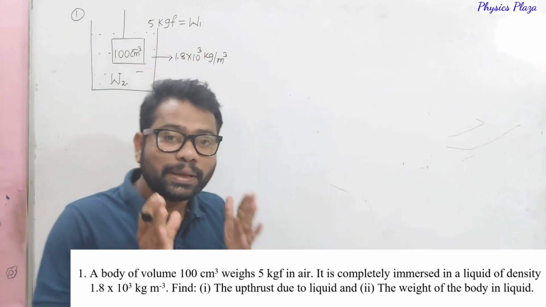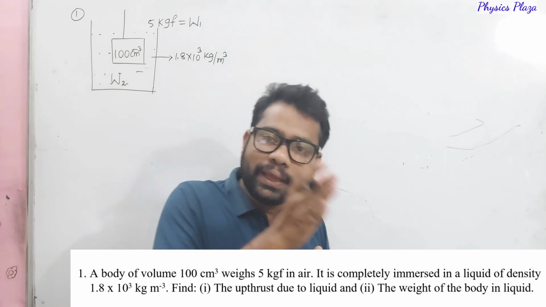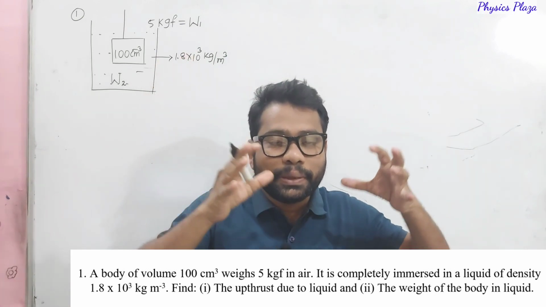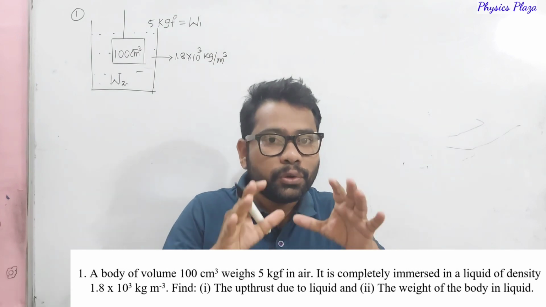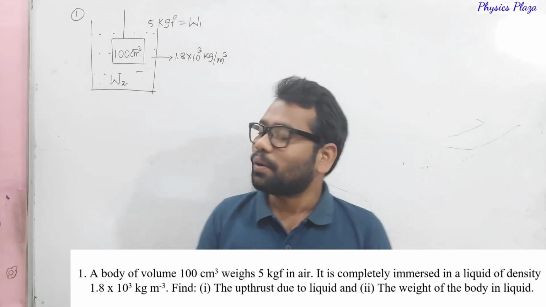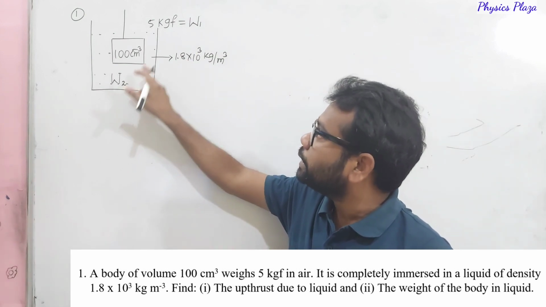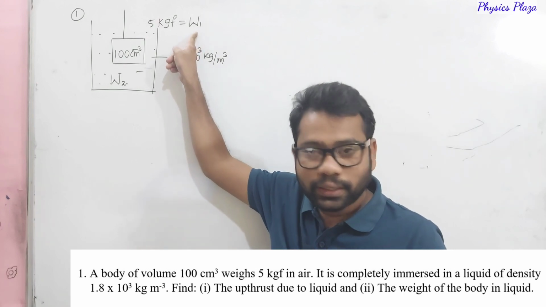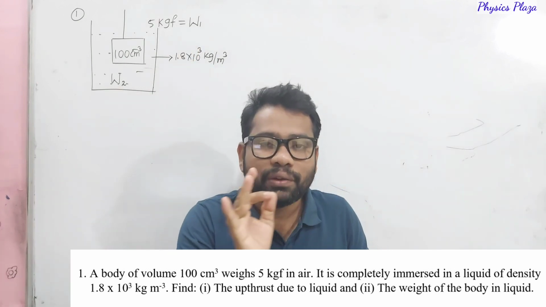Children, think. W1 is the weight of the solid in air. W2 is the weight of the solid when completely immersed in a liquid. Which one do you think is more and which one is less? Yes, obviously W2 is less than W1. Here W1 is called true weight, W2 is called apparent weight.